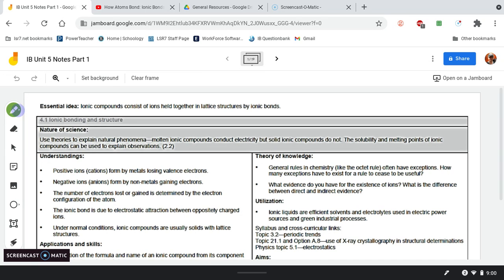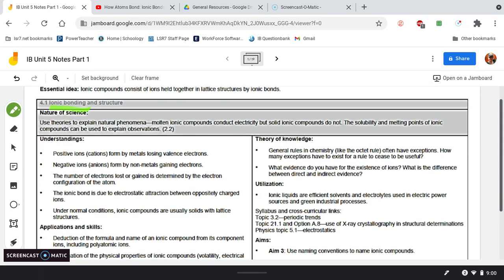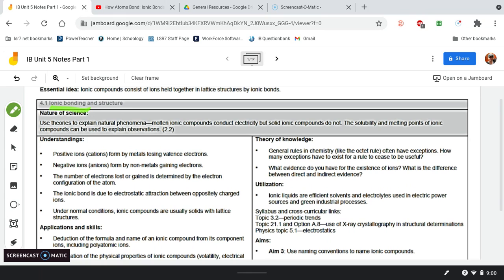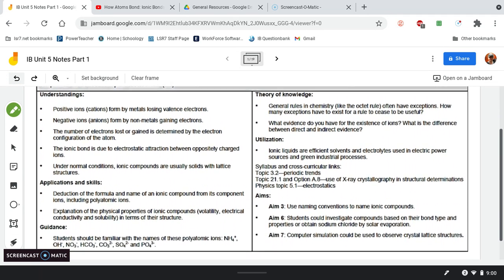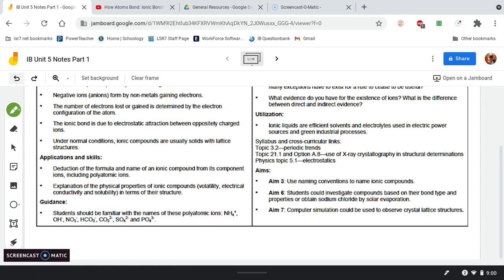We learned bonding last year, and there are multiple types of bonding. The first type right here is ionic bonding. Ionic bonding is a lot of what you would think of as the normal chemistry, a positive ion and a negative ion, a plus and a minus, going together and making a compound. So this is your crisscrossing method. This is your Roman numerals. This is all those things that you learned last year. That's nothing that big of a deal, nor did we spend a lot of time on it.